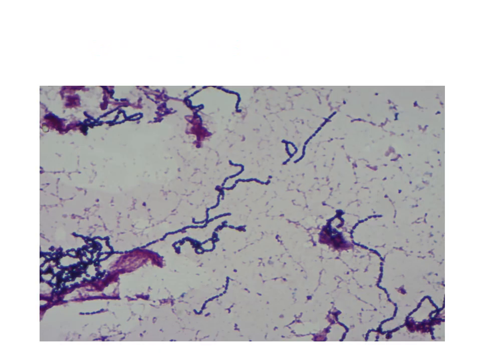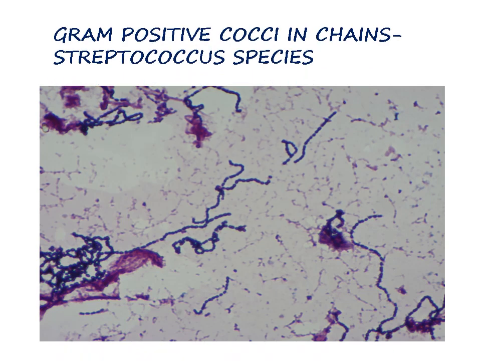Here you can see there are gram positive cocci, but they are not arranged in clusters, they are arranged in the form of long chains. So this is not a Staphylococcus, we call it Streptococcus. So these are gram positive cocci in chains. Whenever there are gram positive cocci in chains, we think of Streptococcus species.